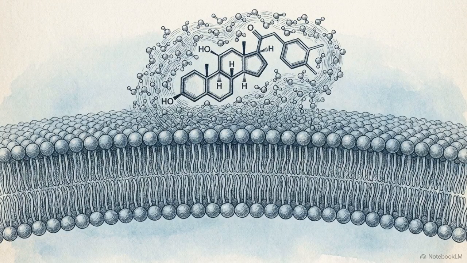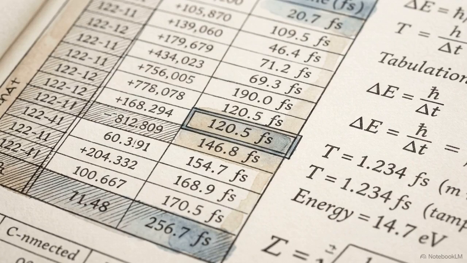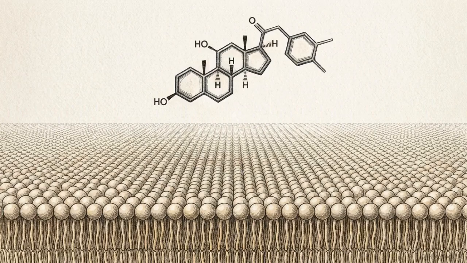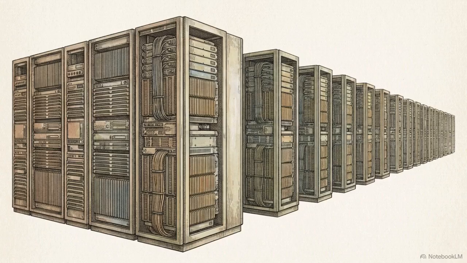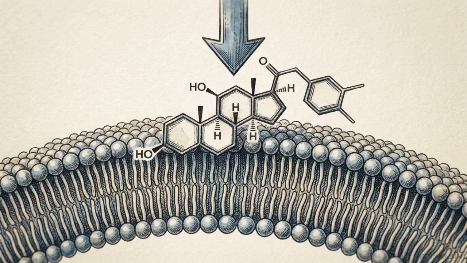In reality, a drug might bump against that barrier for milliseconds before successfully crossing. But our computers calculate molecular movements in femtoseconds, millionths of a billionth of a second. Waiting for a random, natural crossing event in a standard simulation is a timescale trap. It would take a supercomputer centuries to observe a single molecule squeeze through, which means we have to actively force the molecule through the membrane to measure it.